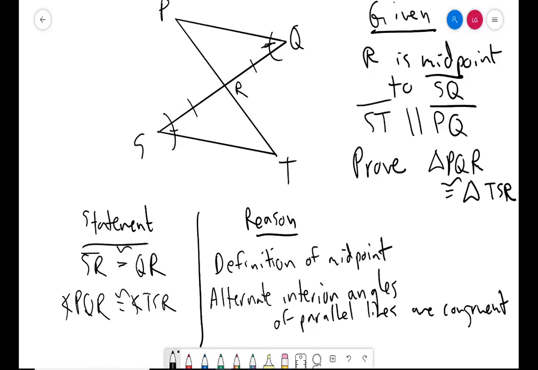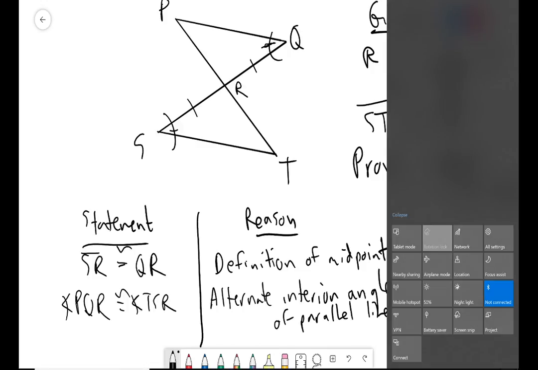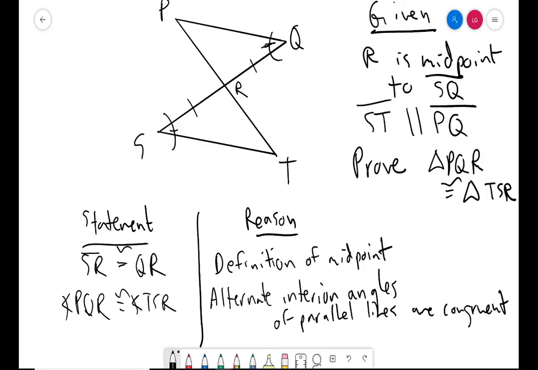Can you finish it? Hopefully, yes. So this is an identical question to the prior one in the sense of how we show it, or how we can show it, with angle, angle, side. Because we also know that this angle is congruent to this angle. Let me mark that with 2 hashes. Because alternate interior angles of parallel lines are congruent.